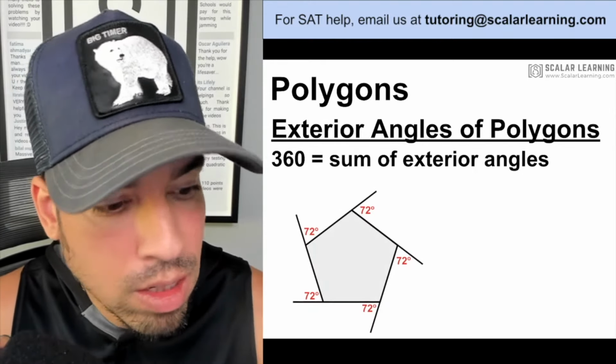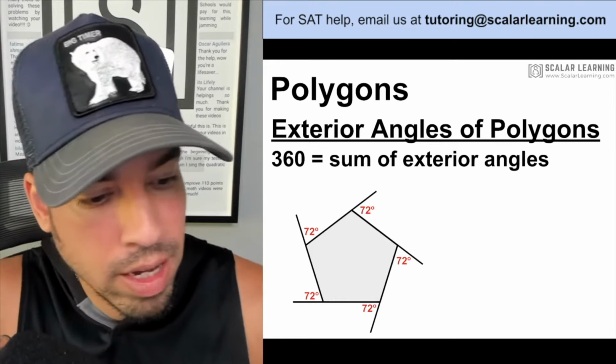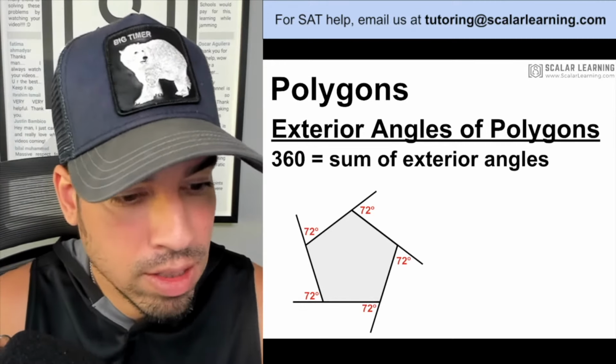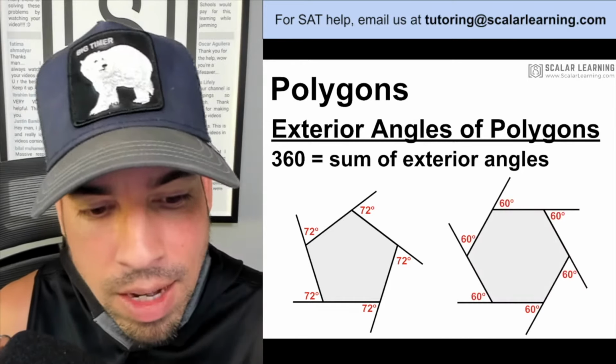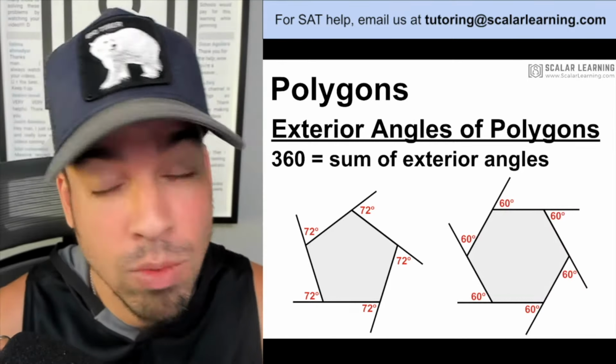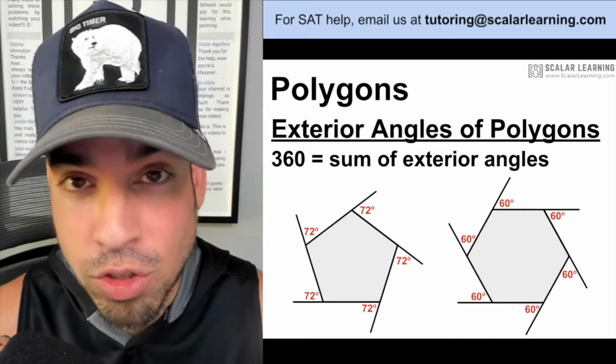If we have a pentagon, this is regular, of course, so all the angles and sides are equal, but every angle is 72 degrees. Guess what? That adds up to 360. Also, in a hexagon, then the exterior angles would all be 60. Once again, they're adding up to 360.